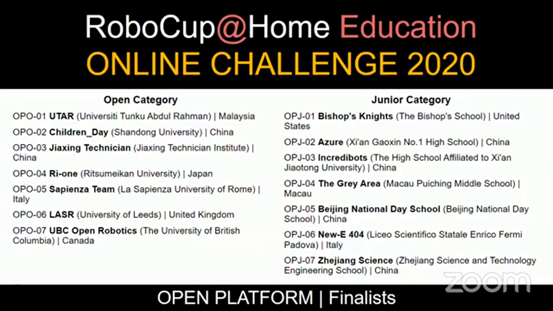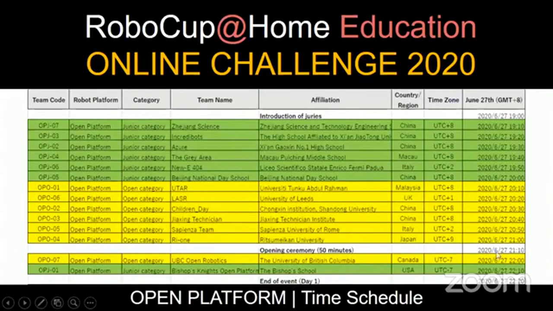So make sure that you match the correct team with the score, okay? So later on, we will start with the junior category, then we will go to the open category, okay? The next slide, I will explain more detail on the schedule. So today's schedule is like this. So I will have another 4 minutes for me to introduce everyone.